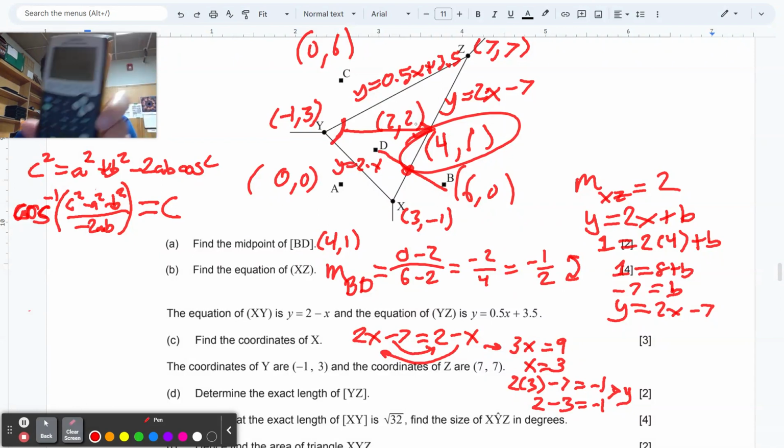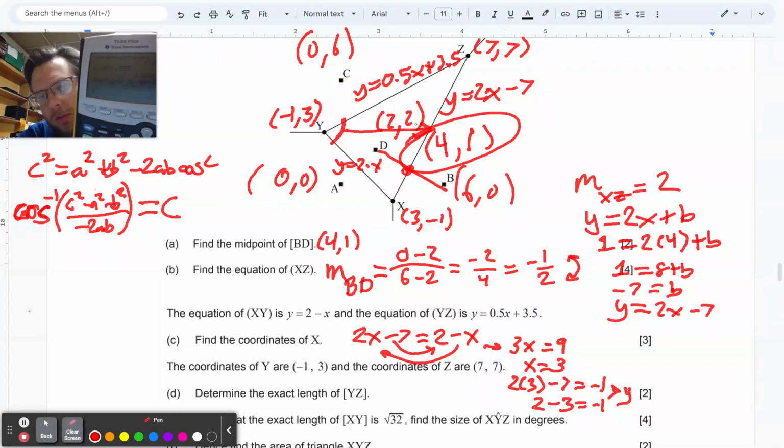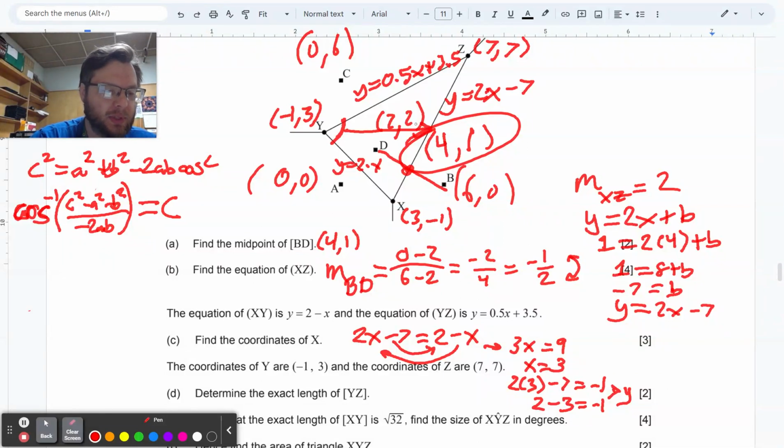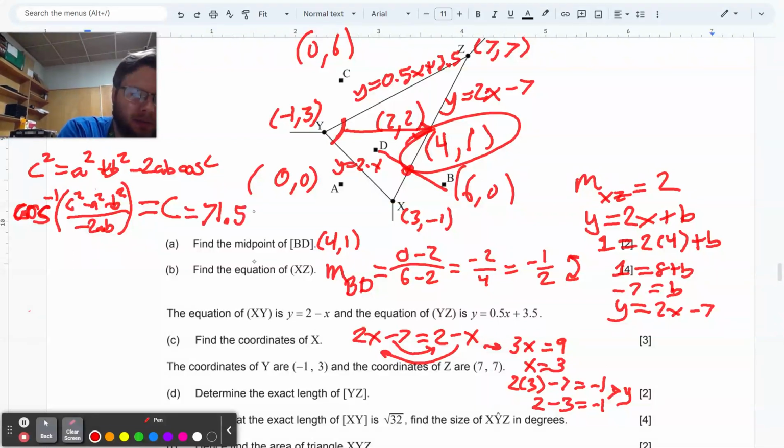So this is what I got. Let me just double check that I typed everything in right. 80, 32, 80, and 32, 80. Yep, so that looks good. So that angle is approximately 71.57 degrees.